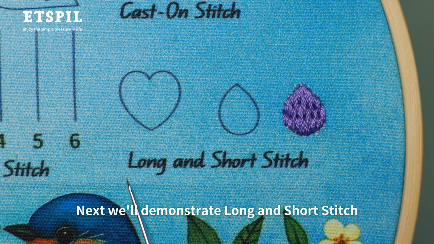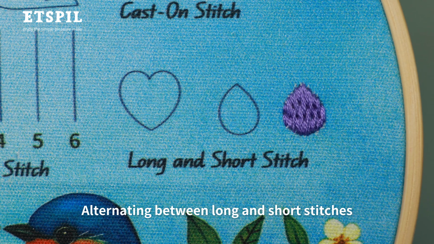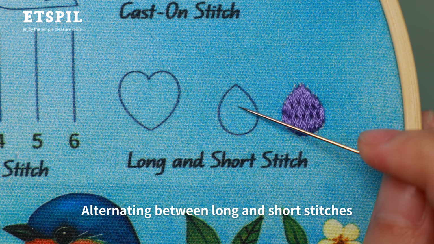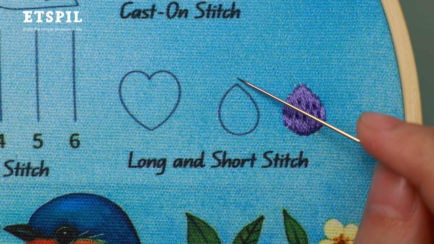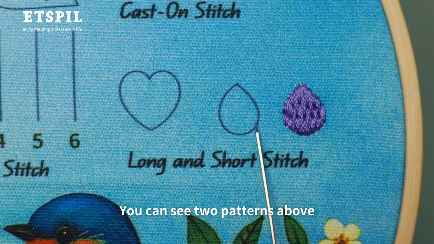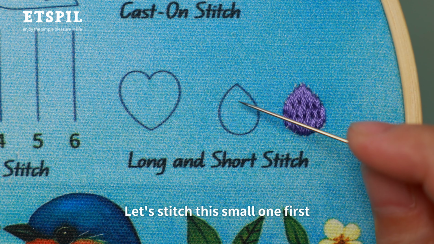Next, we'll demonstrate long and short stitch, alternating between long and short stitches. Let's demonstrate. You can see two patterns above. Let's stitch this small one first.